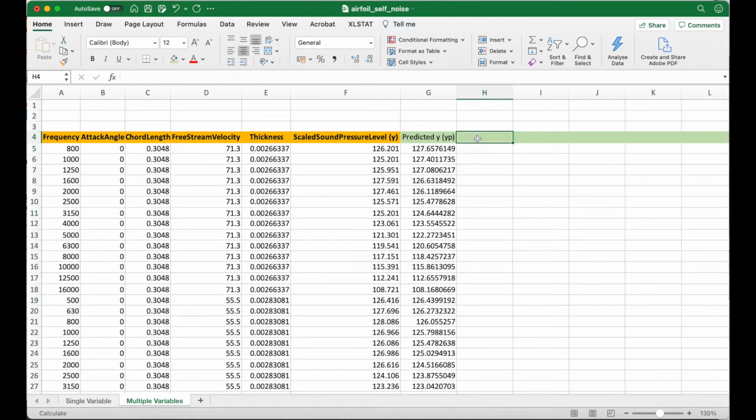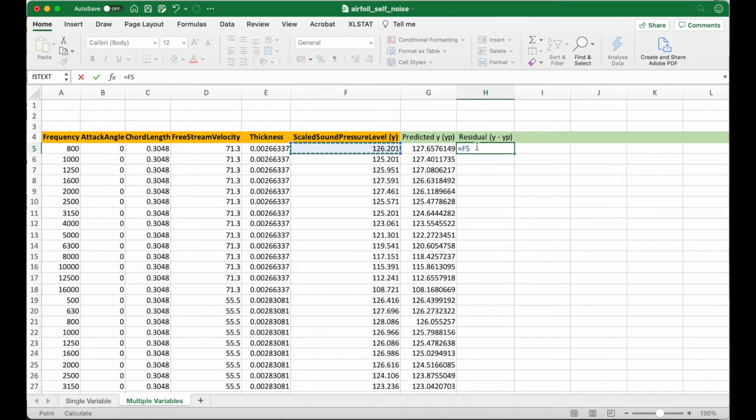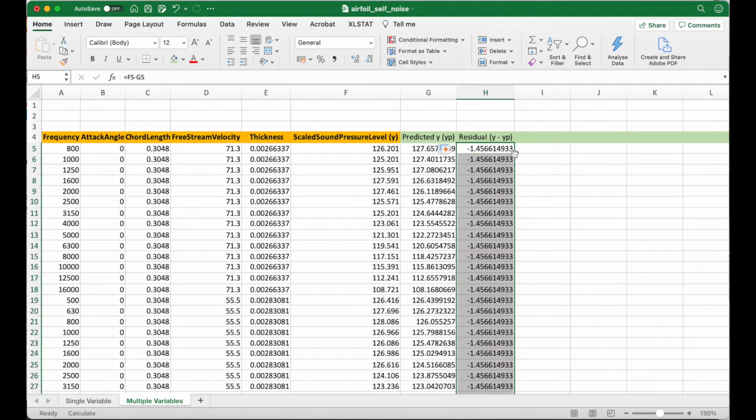Now let us calculate the residual. We know that the residual is nothing but the actual value minus the predicted value. That is simple. I could just say this is the actual value y minus the predicted value. The residual can be positive or negative based on whether the prediction has been more or less than what it actually is. Now I can copy this residual across all the data items that we have got. So there the residuals are calculated.